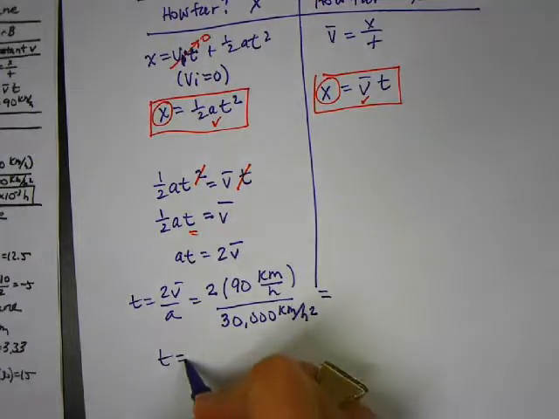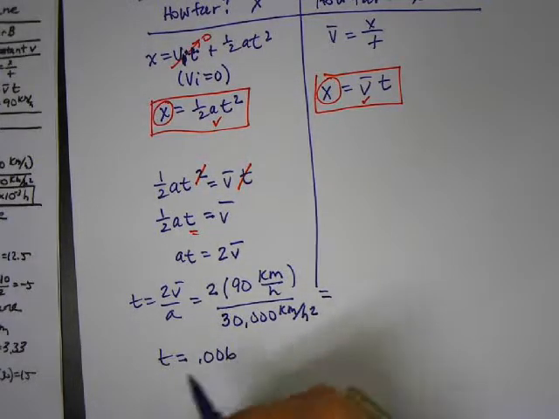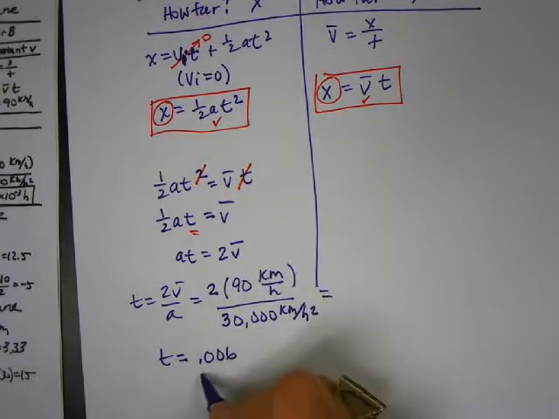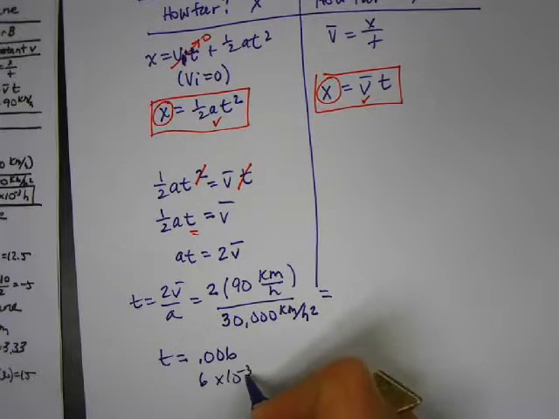And then when I do this, the time comes out to be 0.006, which is 6 times 10 to the negative 3 hours.